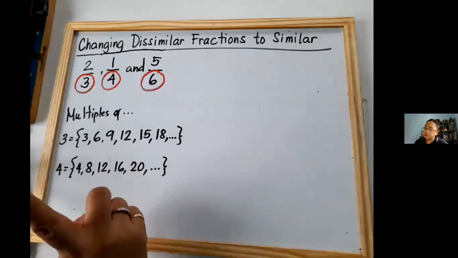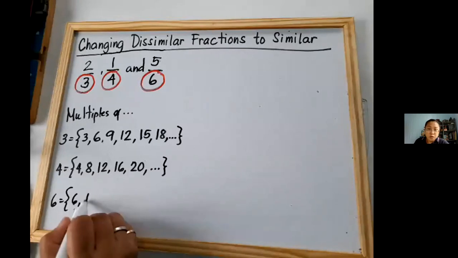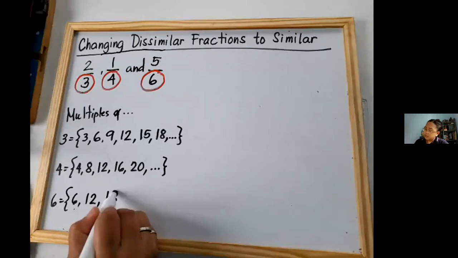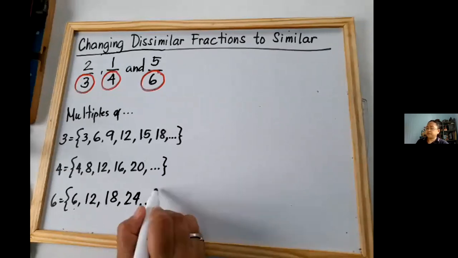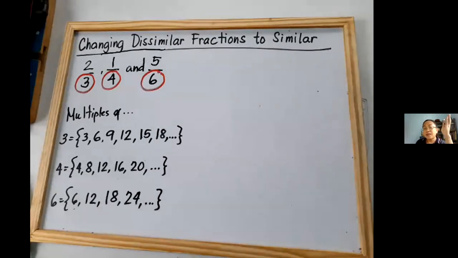So we'll have multiples of 6. We have 6, 12, 18, 24, and so on. Tignan natin. Ma'am, yung 3 at 6, pareho silang may 6. Pareho silang may 12. Pareho silang may 18. Alin po gagamitin ko? Okay. You cannot decide for 3 and 6 only. Dapat magkakasama silang tatlo. Walang iwanan.